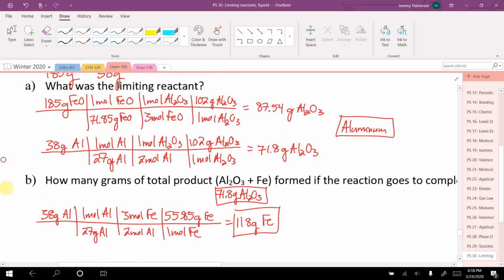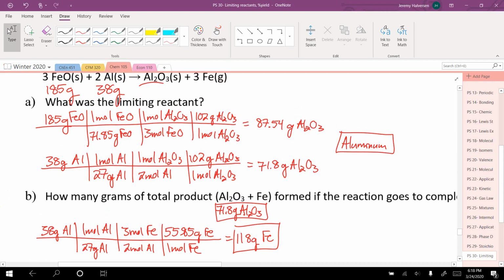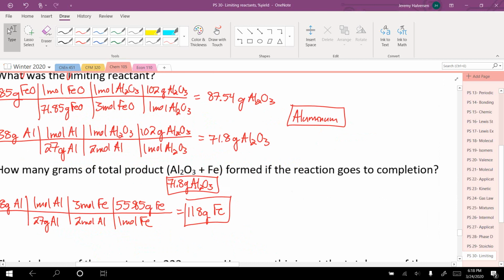Okay, now you might wonder, well, could I take my FeO and convert it to iron as well? And you could. You'll just find out that it makes more iron than the aluminum, so you're going to use the lower number anyway. Okay, so how much total product? 71.8 plus 118 gives me 189.8 grams. That's the real answer to that problem, to this question.